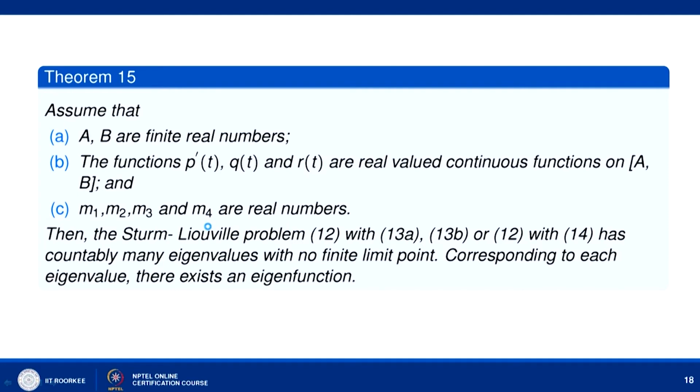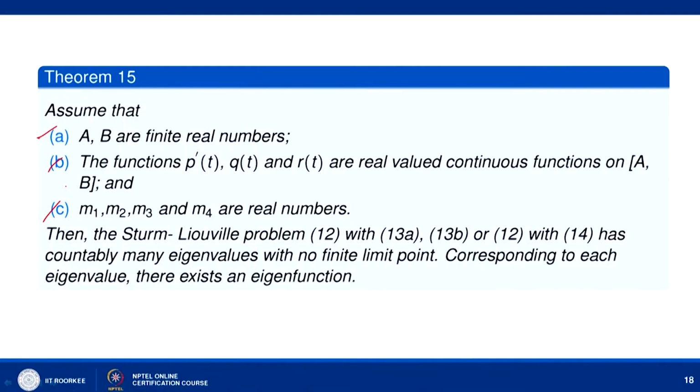So, we say that if these conditions are satisfied, then we have countably many eigenvalues with no finite limit point. Corresponding to each eigenvalue, we have eigenfunctions. So, this is the existence theorem of eigenfunctions. Here I am not going to prove this, we assume the statement and the result of this theorem as a result which gives us license to work with eigenvalues and eigenfunctions. So, without providing the proof of this, we are using this theorem as an existence theorem for eigenvalues and eigenfunctions.